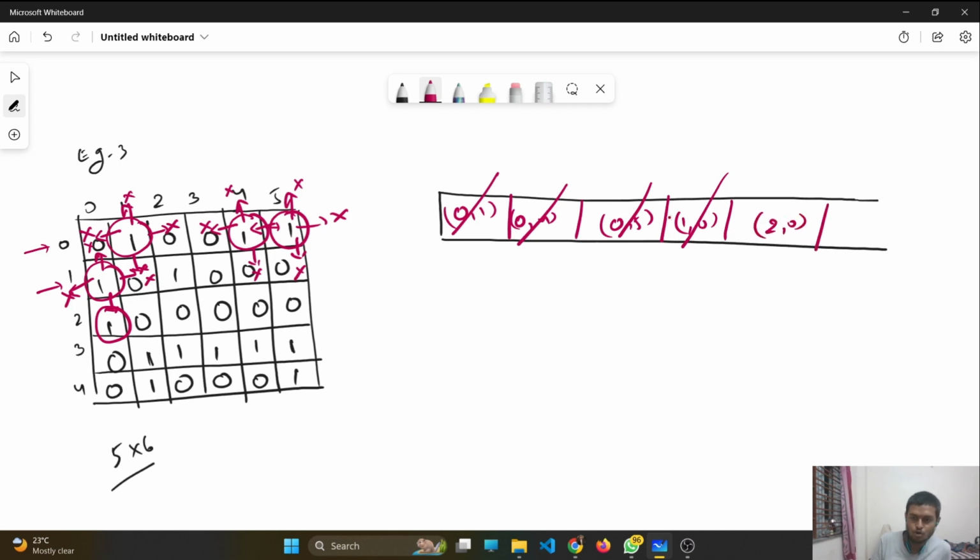Now for this 2 comma 0, let's check it out. Top, we have already visited. Right, we don't find any land cell. Bottom, we don't find any land cell. And left, it is restricted. So we have completed our traversal and we find that queue is empty.